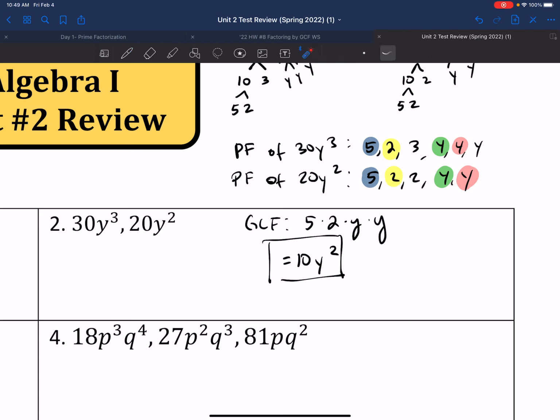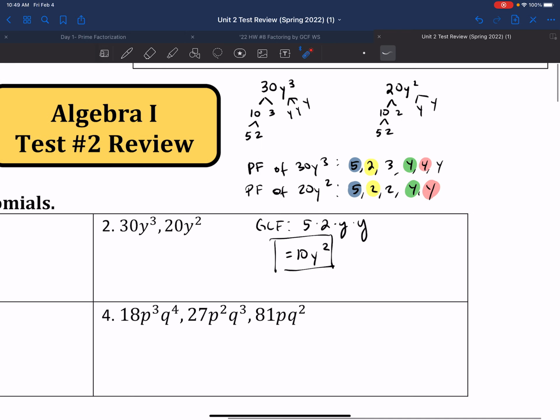And if we can't tell, tell me what number goes into 30 and 20 at the same time. 10, yes? Let me backtrack a little bit. We see that they both carry a y, and then we determine what is the lowest exponent between the two. It is 2. So that's how I got y squared.